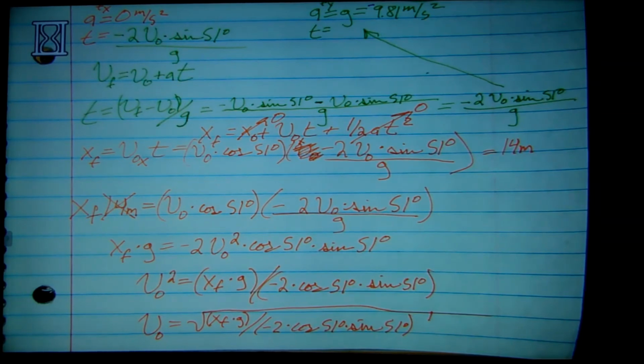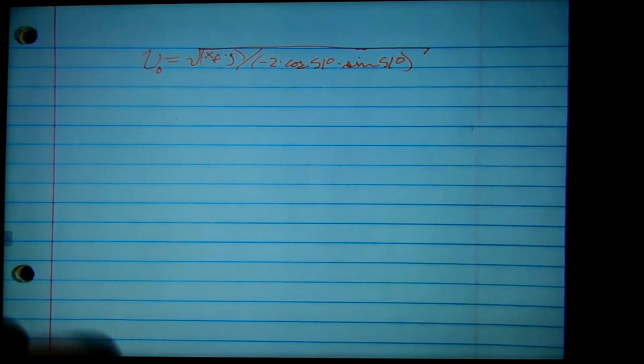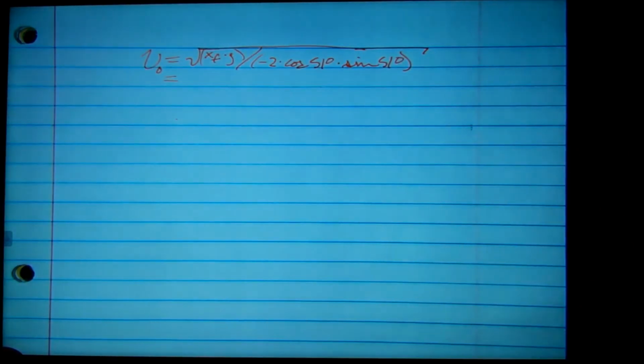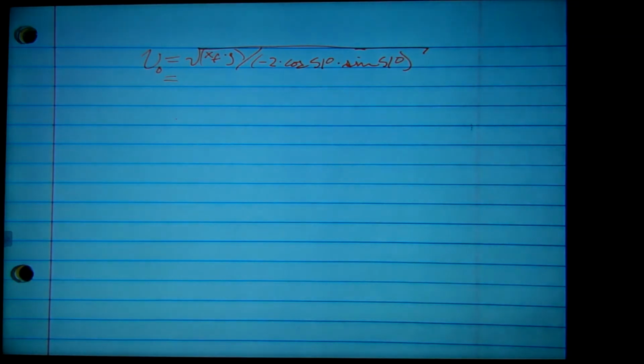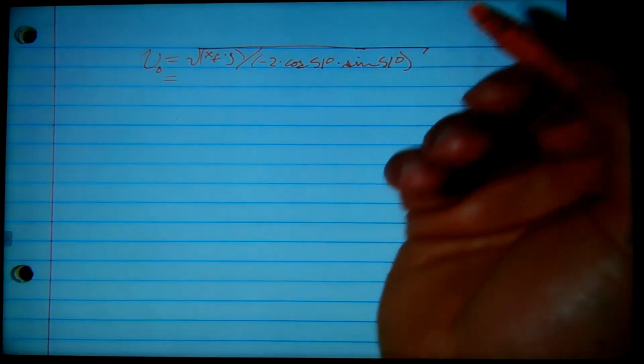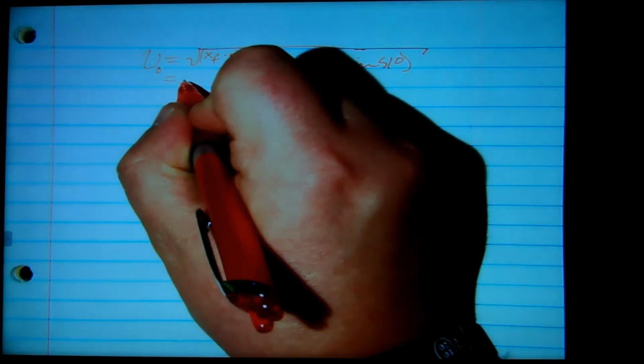So all I did is rewrote that on the page. So everybody should be good there. I ran out of room, so I had to write it on the back. So, initial velocity is equal to, now I'm going to start plugging these numbers in.